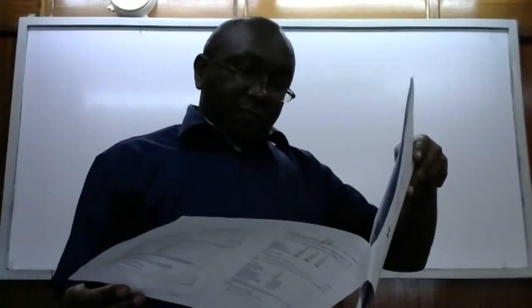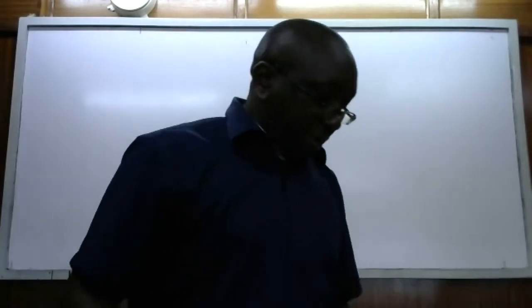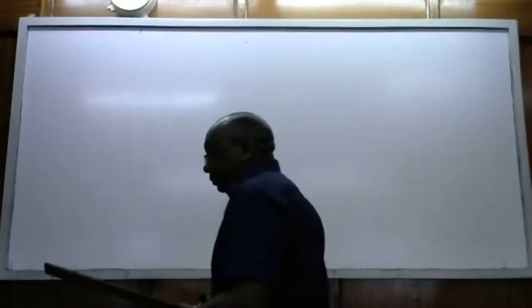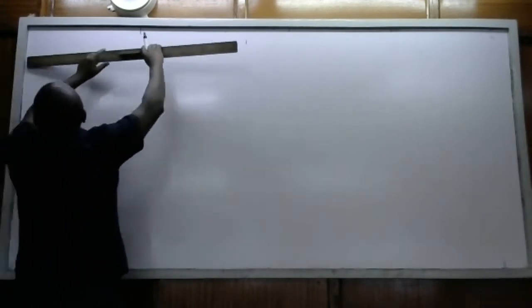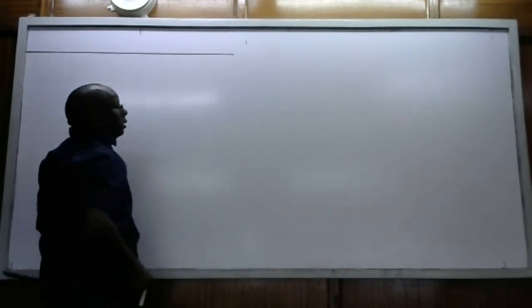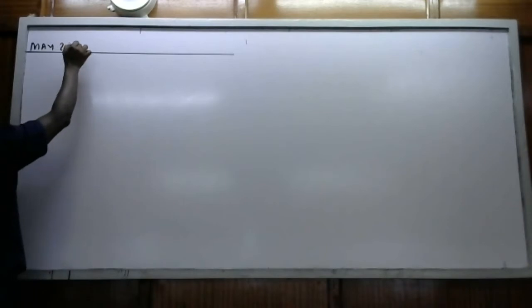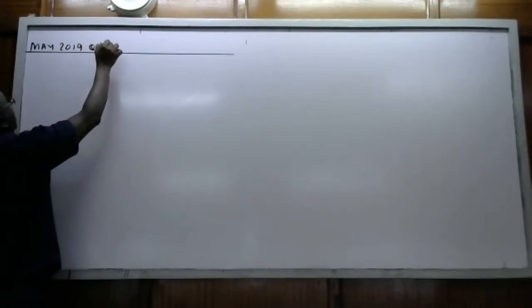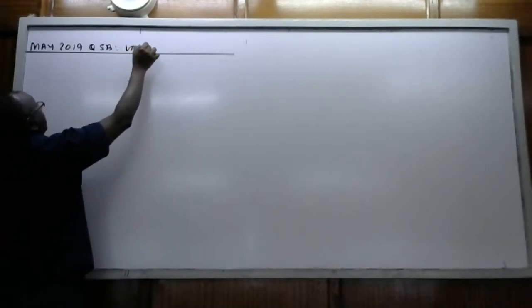So we are starting with the paper of May 2019, question 5B, where we should start. May 2019, question 5B is on variances.